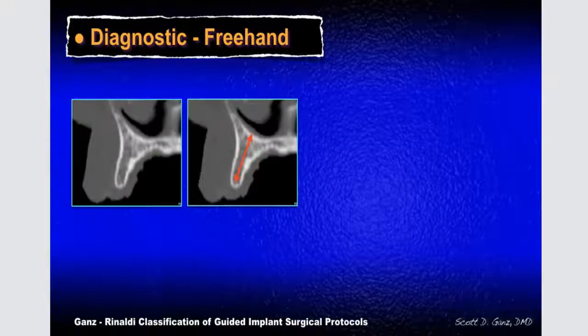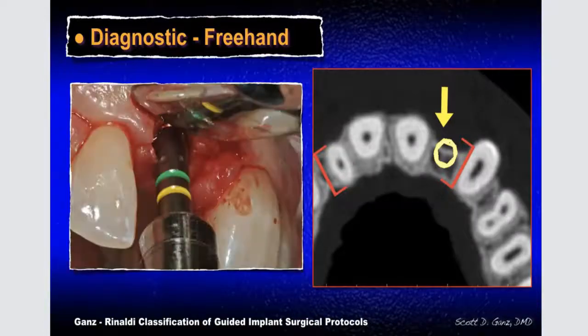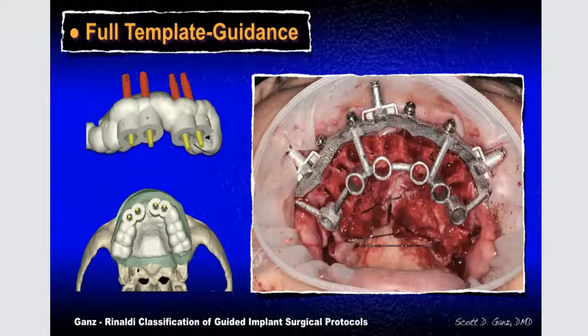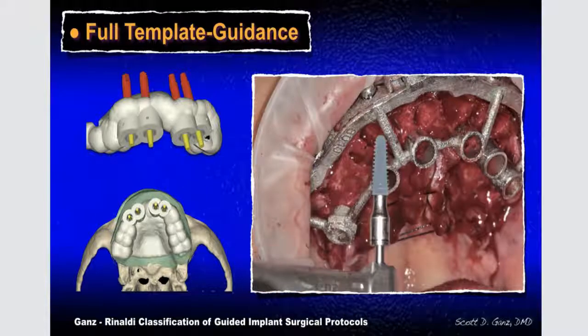Diagnostic freehand. Basically, we're going to take our measurements, we're going to visualize, and then we're going to do things freehand. Template assisted, I showed you on the first case, is when we create a template, and we're going to control the trajectory and the depth, but we're not going to place the implants through the template. Full template guidance is where we will place an implant through the template after we've completed the osteotomies and the depth control. This happens to be the Chrome Guide concept, and we'll talk a little bit more about that later.